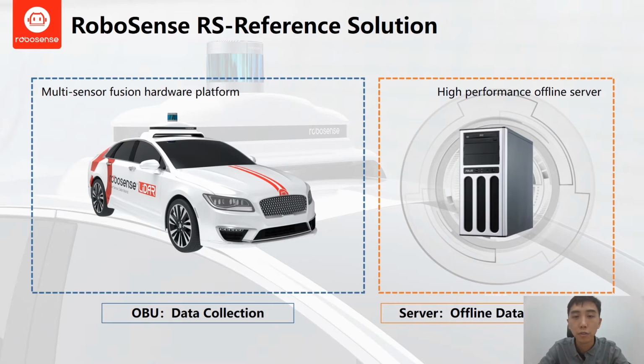The reference system is composed of 2 parts, the OBU part and the server part. The OBU part is a multi-sensor fusion hardware platform, and its main function is data collection. For the server, most of the data processing is done on this part. And here is a very important characteristic of this reference system: the processing is offline, and it is not a real-time system. I will introduce the reason for this design later.